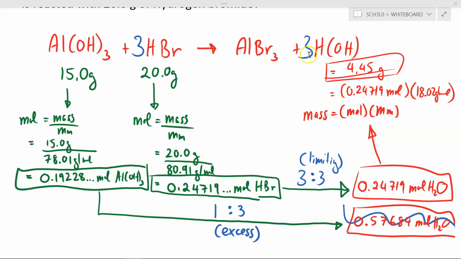This is why I like to organize my calculations visually like this, to keep things separate. Anyway, again, don't factor in the coefficient in your calculation of the molar mass. 18.02 is just one water molecule. That's all you need. The 3 over here has already been factored in during the ratio calculations. There's no need to refactor them in again. Anyway, multiply the mole value by the molar mass and you get 4.45 grams of water actually being produced.